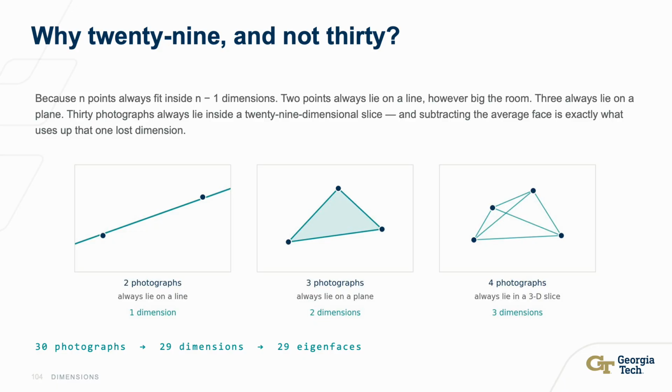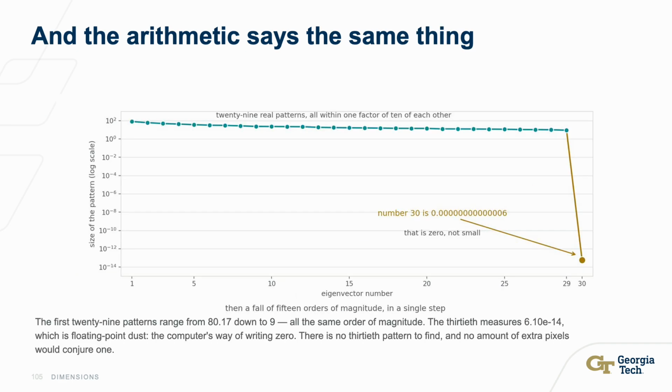We subtracted the average face. Once you do that, the 30 difference maps are forced to add up to 0, because that is what an average is. That is one constraint, and one constraint costs you one dimension. 30 photographs, 29 dimensions, 29 eigenfaces. And the arithmetic agrees, which is always worth checking.